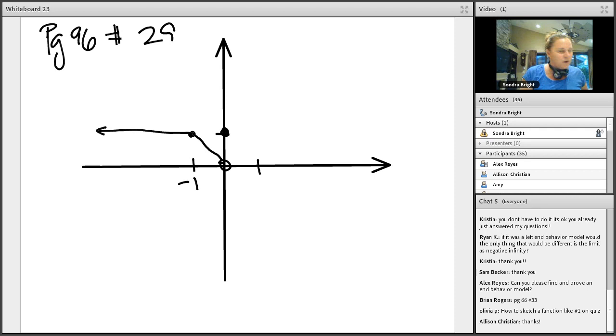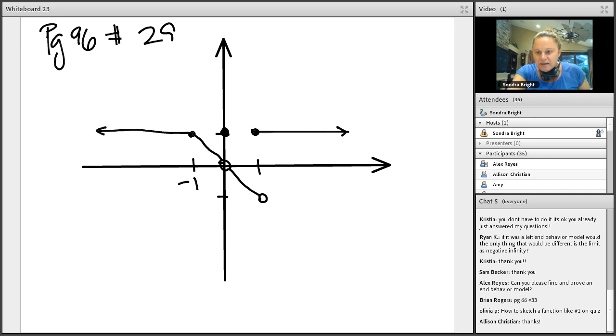From 0 to 1, it's a negative x. So 0 to when x is 1 would be a negative 1. Open, and then 1, and there we go. Okay.